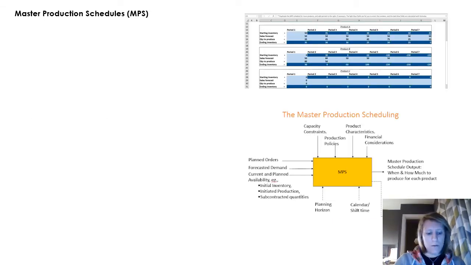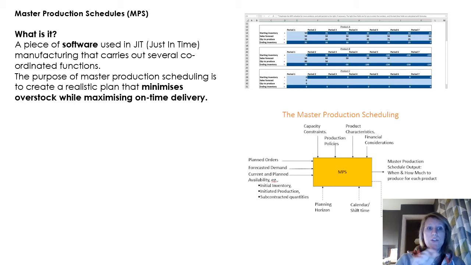The next thing I want to talk about is not very exciting, it's a bit dull, but it's called a master production schedule. And this is a piece of software, like a database in a way, and it's used in just-in-time manufacturing. Just-in-time manufacturing revolves around the idea that everything has to be in the right place at the right time. You need the right amount of materials, you need the right supply line, you need the delivery to be at the right time, you need everything to come together at the right point.